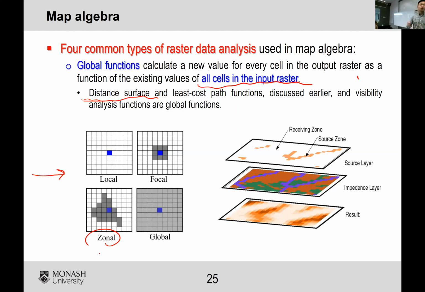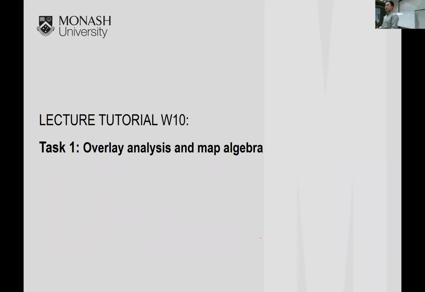And differently in zonal, we're only looking at the cells that are within a certain zone. And in focal, we're only looking at the cells within that neighborhood that you define. And in local or cell by cell, we are only looking at the same cell, the cell in the same location. Okay, so that's the fundamental difference between these methods. All right, so that's the first part of this lecture, overlay analysis and map algebra.